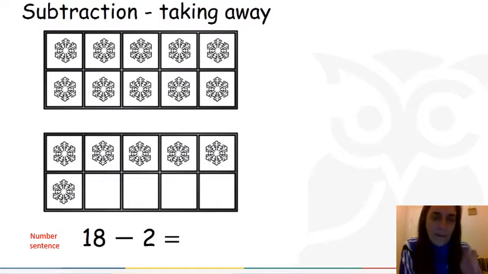So our number sentence is 18. Take away. So put the take away sign on. 2, because we took 2 away. And the answer is, we know it is 16. 1 10 and 6 ones.